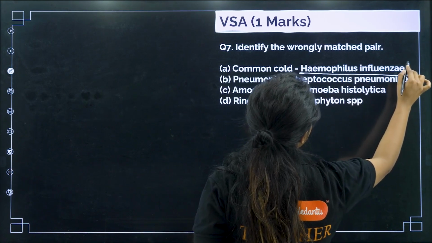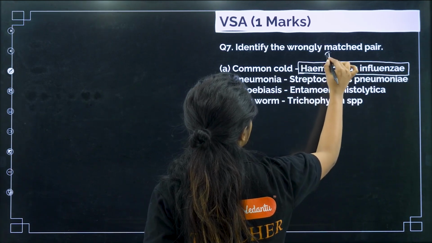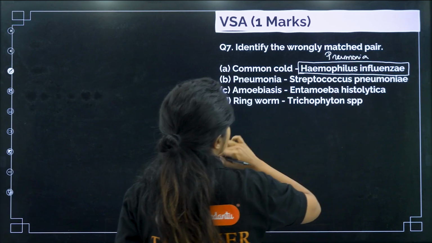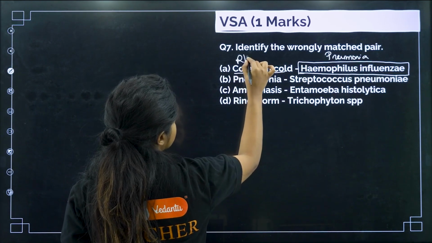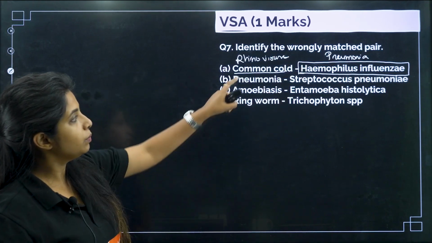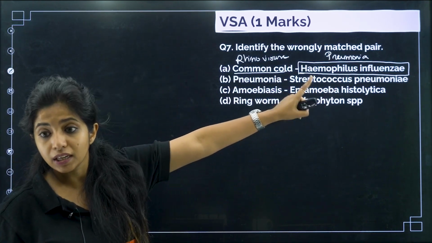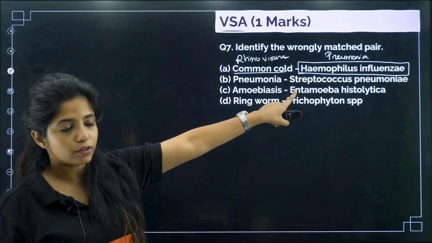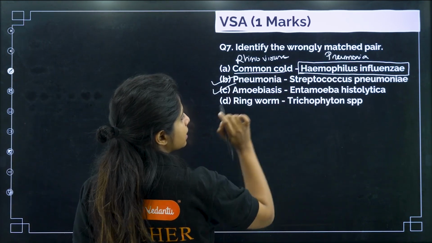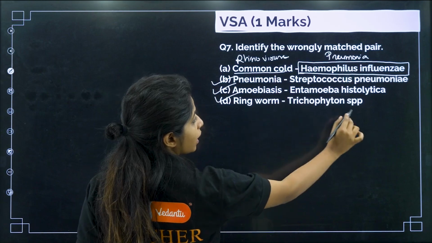No. Haemophilus influenzae causes something that is known as pneumonia. And common cold is caused by rhinoviruses. Okay. Now, pneumonia is caused by Streptococcus pneumoniae. Is it correct or is it false? It is correct. Amoebiasis is caused by Entamoeba histolytica. It is correct. Ringworm is caused by Trichophyton species.